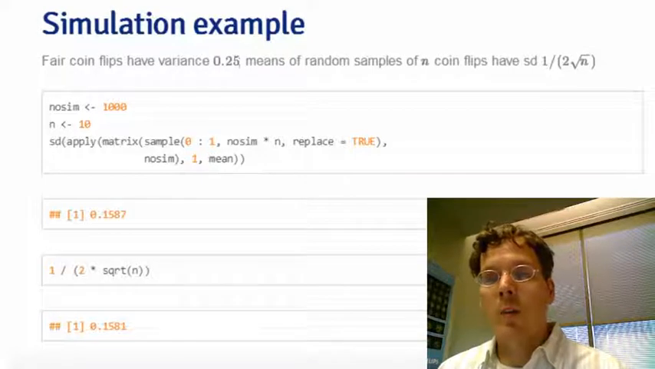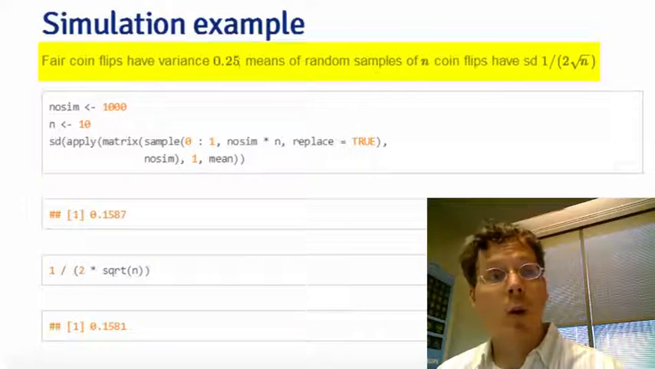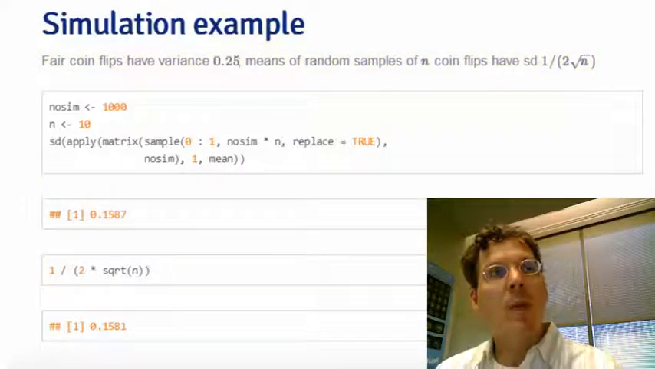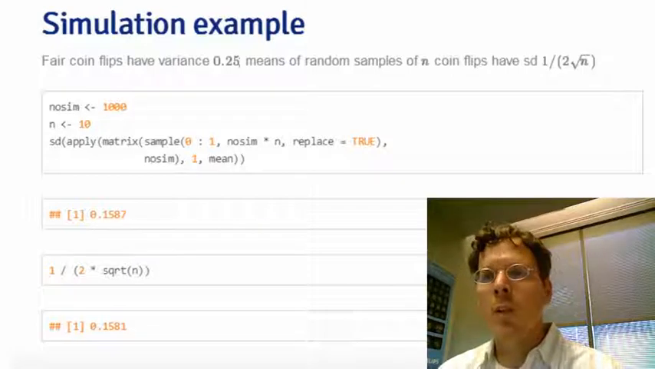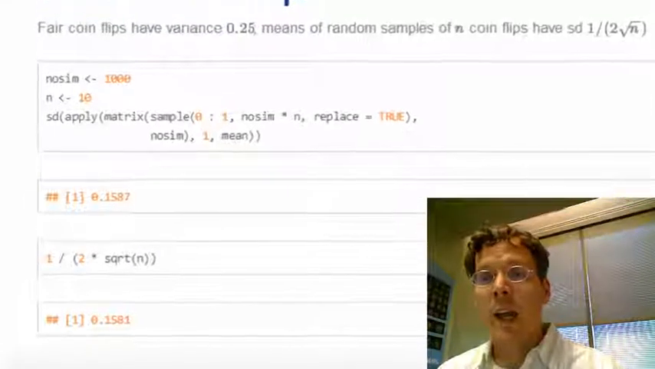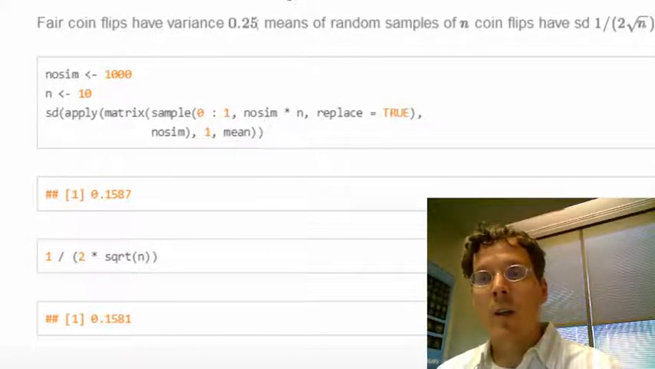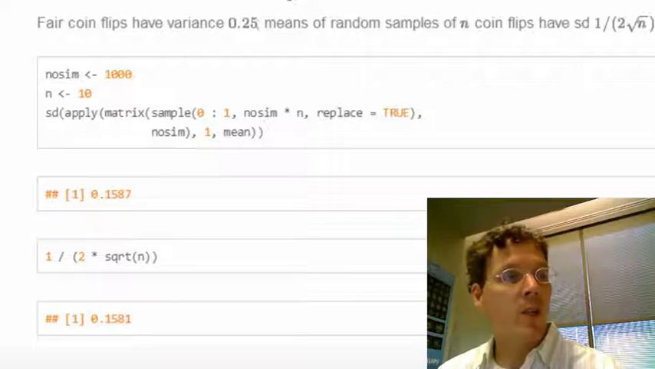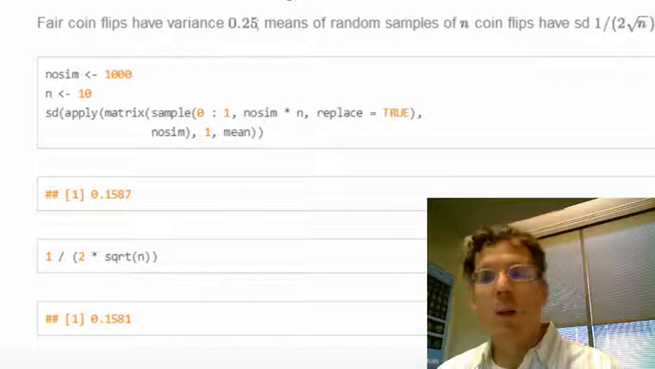Remember that coin flips for a biased coin have a variance of p times 1 minus p. When p is a half, that gives you 0.25 as the variance. Means of random samples of n fair coin flips, according to our theory, should have a standard deviation of 1 over 2 square root n. So what I've done here is flip a coin 10 times and taken the average of the 10 coin flips. Then I do that thousands of times, and I look at the variability in that distribution. I'm going to look at the standard deviation because I like standard deviations better than variances. And so I get 0.16 when I do that. The theory tells me it has to be about 0.16. When I do 1 over 2 times square root n, I get about 0.16.